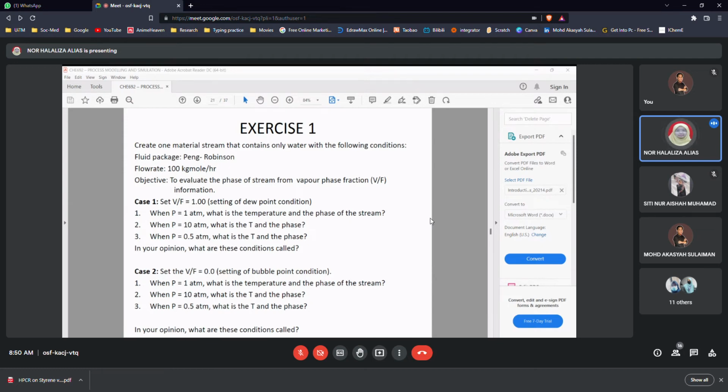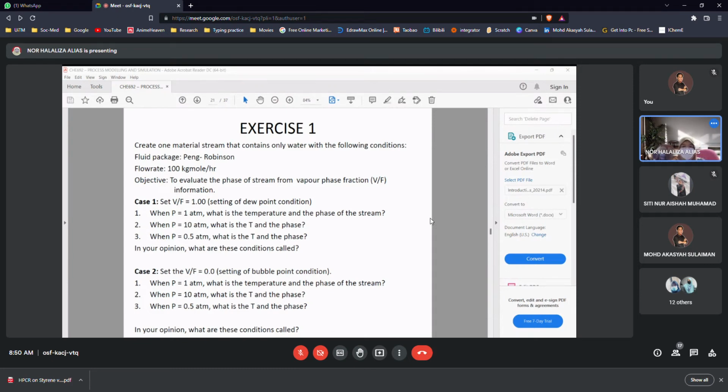Dah tak ingat dah? Lupa dah. Last time you ada belajar kan? Dew point, bubble point. You have learned in plant design, especially in designing your distillation column. You deal with dew and also bubble point. What is dew point, class?